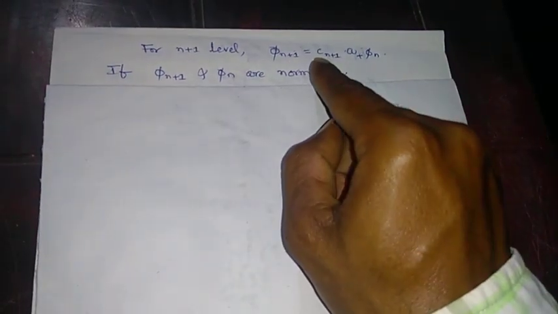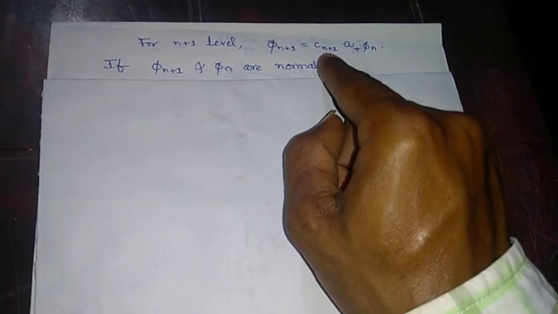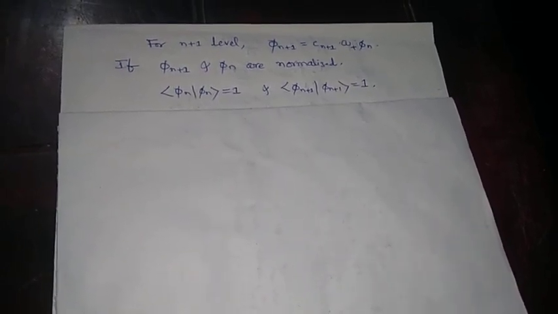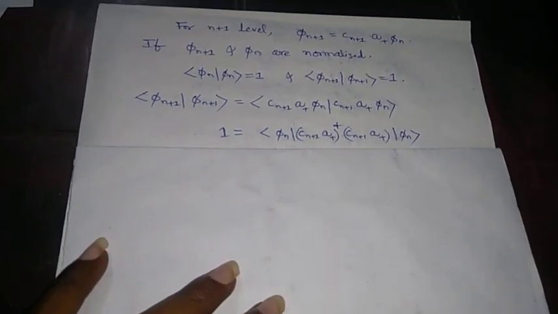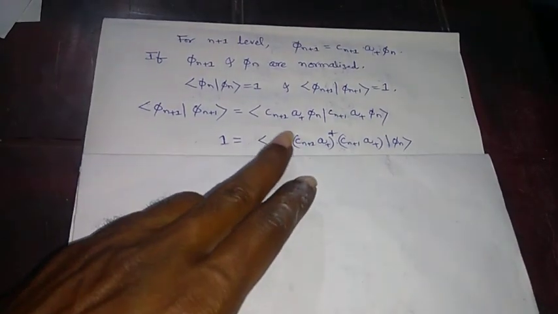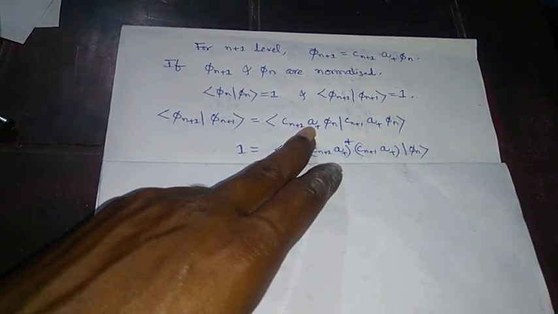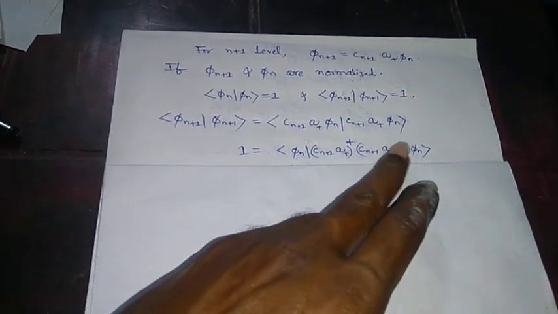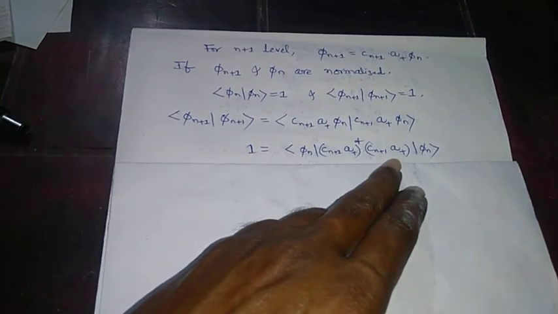We can say that for the n plus 1 level, the eigenfunction can be written as phi sub n plus 1, and it is equal to some constant c sub n plus 1 into A plus acting on phi n. And if phi n plus 1 and phi n are normalized in Dirac notation, we can take their scalar products as one. So if we take the scalar product of phi n plus 1 with phi n plus 1, on the right hand side we can substitute for them. And since the thing which is in the bra vector, if it goes to the front side, it will become the dagger of itself, and if it's coming from the ket, then it won't have any dagger. We can write like this.